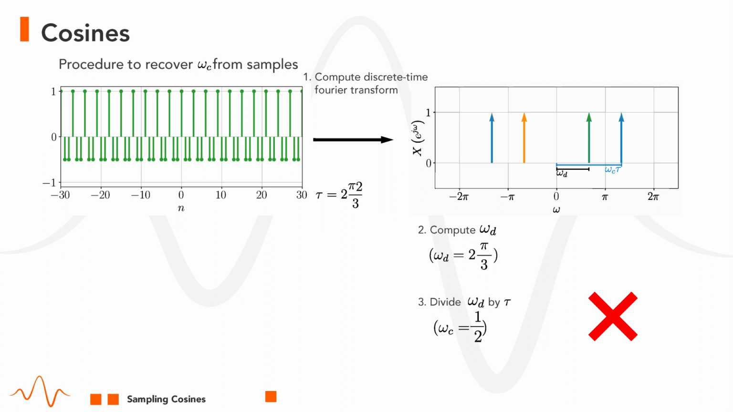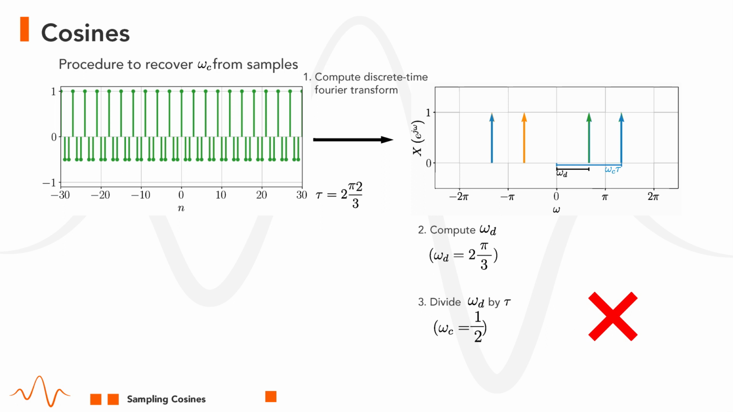However, when the sampling period is larger than 2 pi over 2, namely 2 pi times 2 over 3, if we follow the same procedure, we do not recover omega c. We do not conclude that omega c is 1.